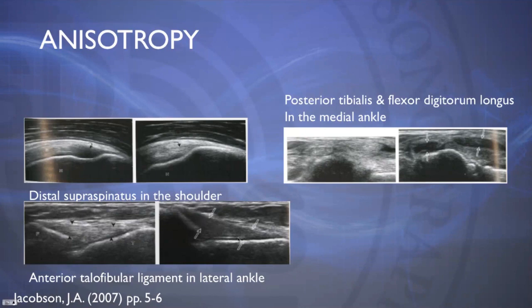This is moving now into the lateral ankle of the anterior talofibular ligament. This is showing the anisotropy effect where we're more hypoechoic. We adjust our probe, make that ligament more perpendicular to our transducer, and now we're making it more hyperechoic.